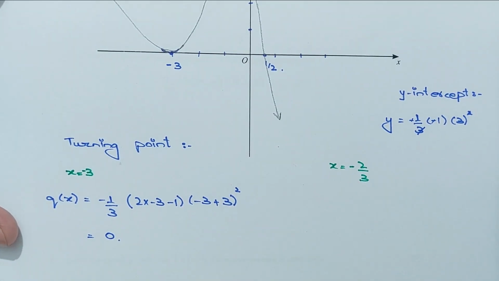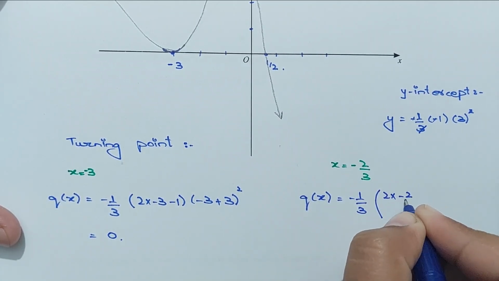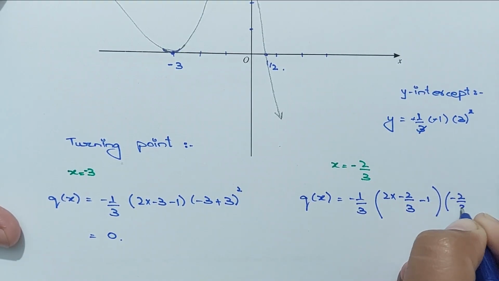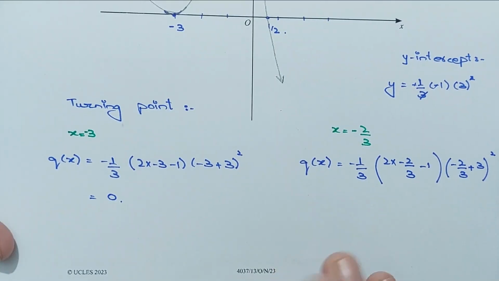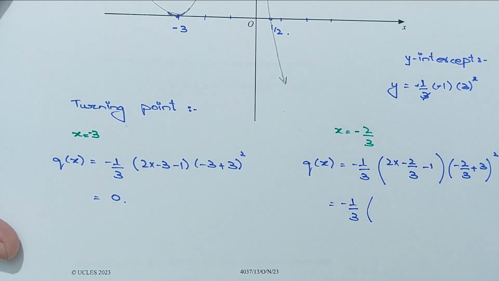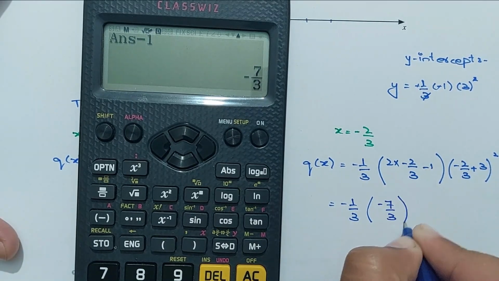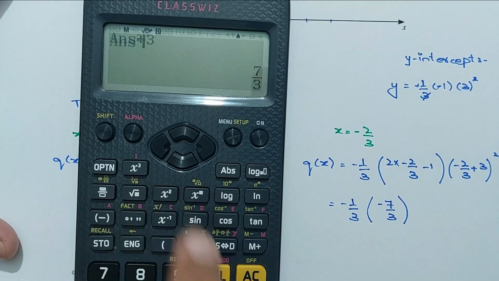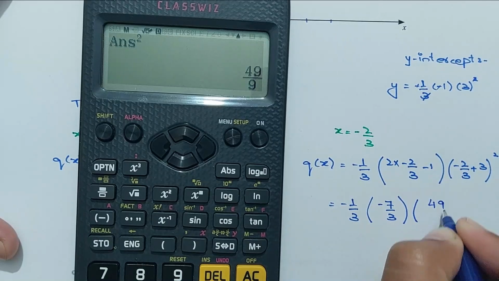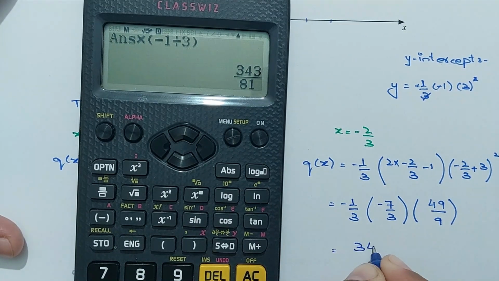What is the y? Right, so q of x is equal to -1/3 into (2 into -2/3, -1) and (-2/3 plus 3) whole square, right? Now let me simplify. -1/3, this is -4/3 and -1, -7/3, -2/3 and +3 and its square. This is 49/9, right? And times -7/3 and times -1/3. So this is 343/81.